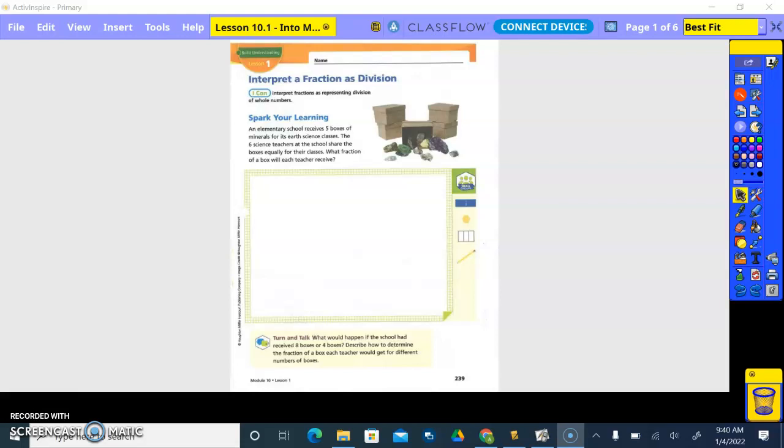Fifth grade math lesson 10.1. Interpret a fraction as division. I can interpret fractions as representing division of whole numbers.